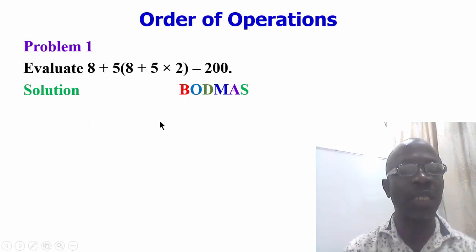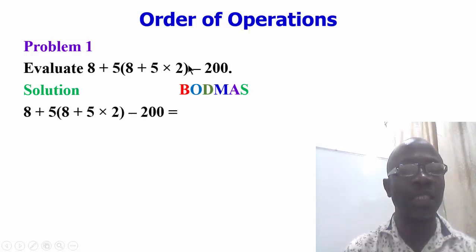And if you look at this, we have brackets. So we are going to operate what we have inside the bracket first. So we start with the bracket. And inside the bracket, we have two operations there. This is addition and multiplication. Since M comes before A in BODMAS, we are going to be dealing with multiplication.